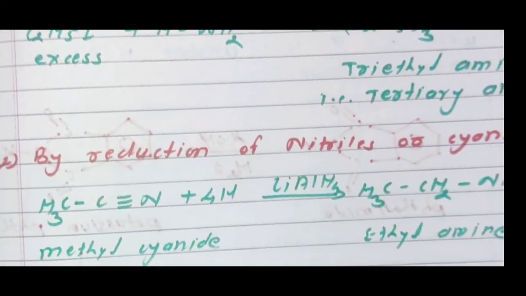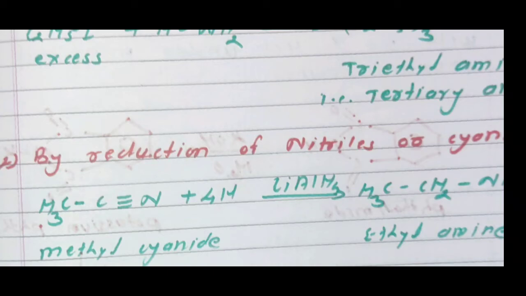Then the second method of preparation of amines is by reduction of nitriles or cyanides. The cyanide group, C triple bond N, is the cyanide. In this method, reduction means addition of hydrogen. Here addition always takes place at a double bond or triple bond. Therefore methyl cyanide adds 4 hydrogen atoms in the presence of the reagent lithium aluminum hydride, LiAlH4. This is the reducing agent.